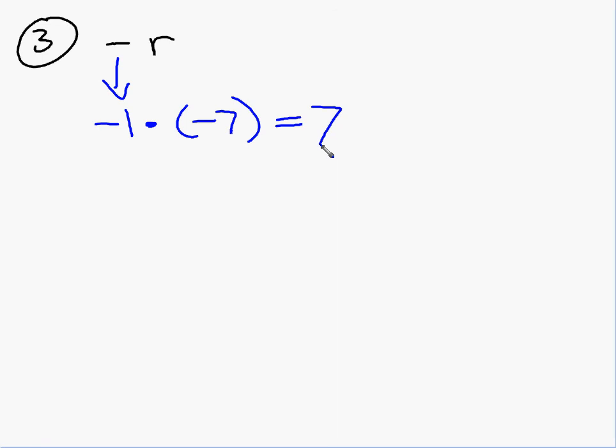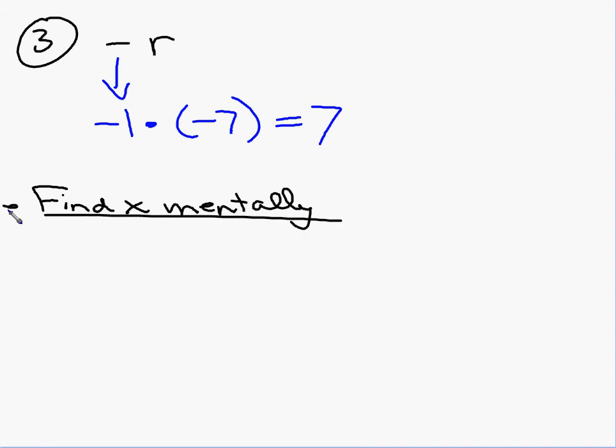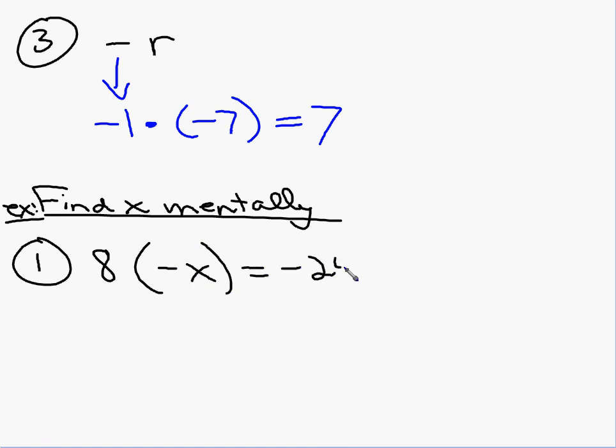All right? Now, they're also going to give you some where they say find x mentally. We had these in our last section. This is another example. And they'll give you something like this. 8 in parentheses, negative x equals negative 24. Something like that. So you have to figure out what you put in for x that would make that true. Is it going to be 3 or negative 3? It's going to be positive 3.